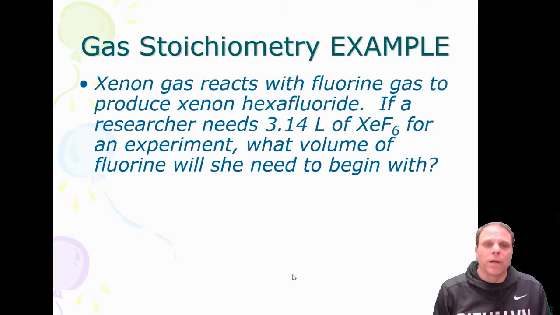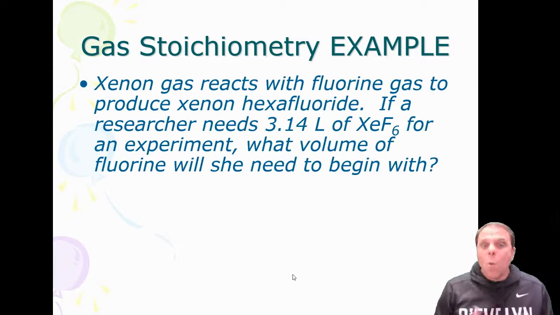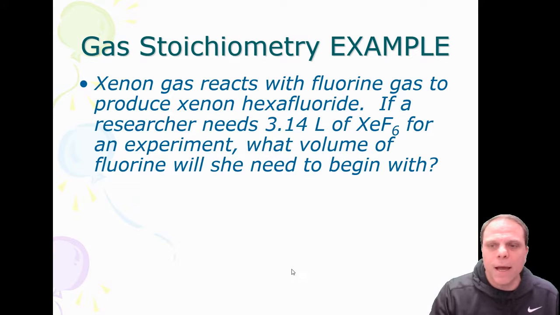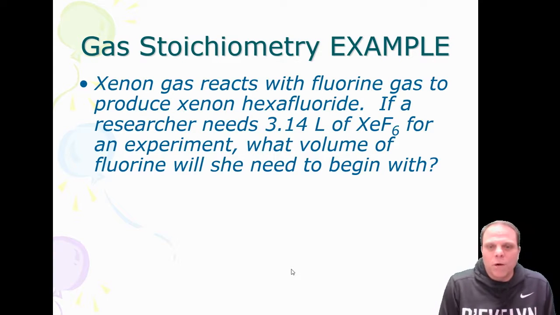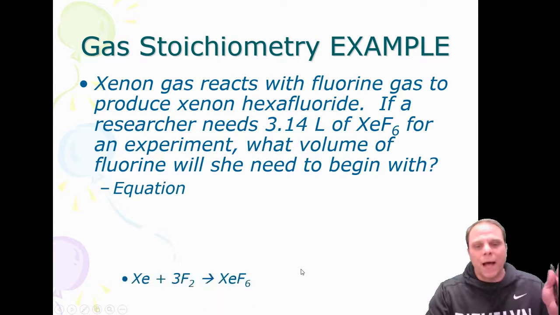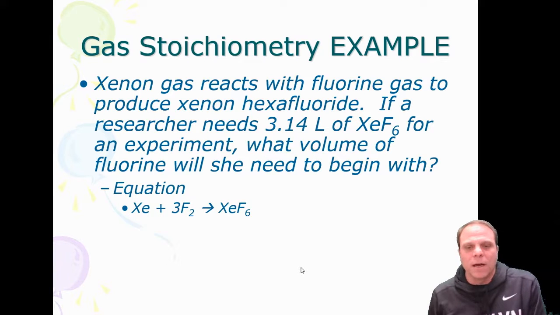Xenon gas reacts with fluorine gas to produce xenon hexafluoride. If a researcher needs 3.14 liters of xenon hexafluoride for an experiment, what volume of fluorine will she need to begin with? Okay, well, let's see. What have we been given, right? Remember we said we want to go from one thing to the next. We've got to have a balanced chemical reaction. We have to start with the balanced chemical equation, right? That's our first thing. So xenon plus fluorine gas gives me xenon hexafluoride.